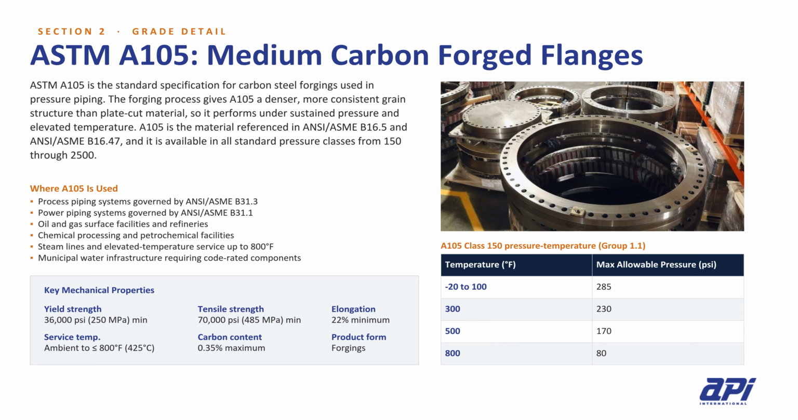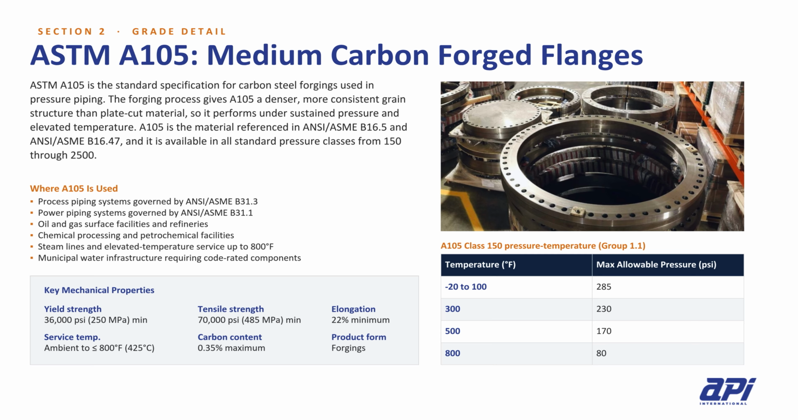ASTM A105 is the standard specification for carbon steel forgings used in pressure piping systems. Forging gives A105 a denser, more consistent grain structure than plate cut material, so it performs well under sustained pressure and elevated temperatures. ASTM A105 is one of the primary forging materials referenced in the ANSI/ASME B16.5 and B16.47 specifications covering forged steel flanges. It is available in all standard pressure classes ranging from Class 150 through 2500.